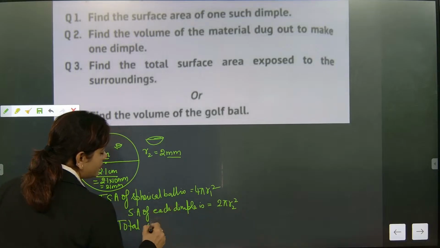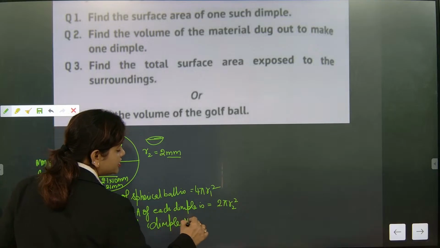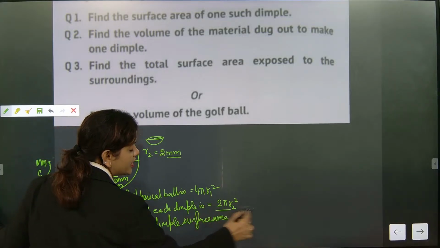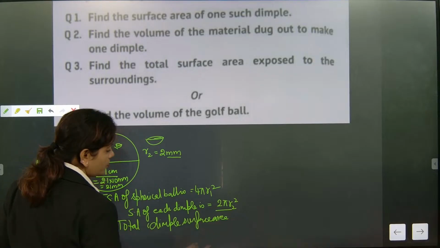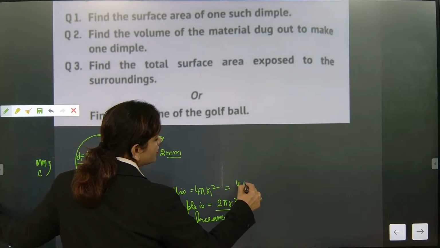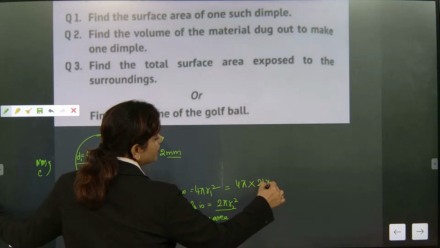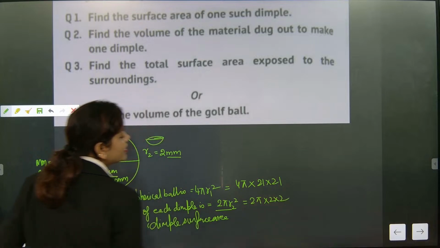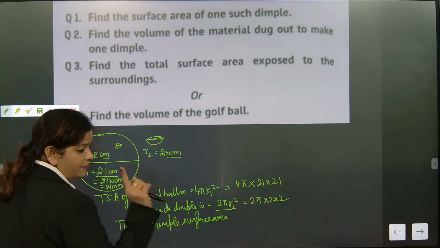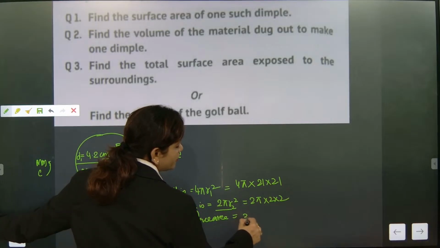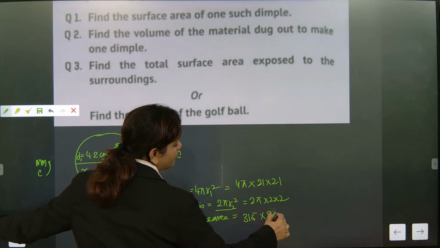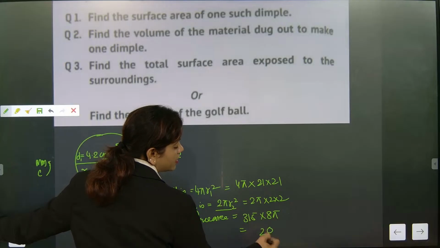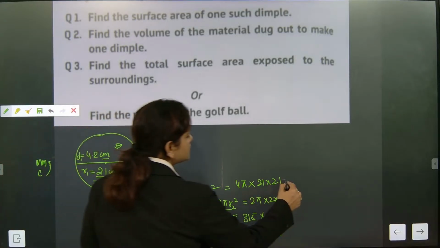Total dimple surface area will be how much, beta? Because one dimple surface area is this much, then what will the total dimple surface area be? A simple calculation is there. See, 4 pi into, here it is coming 21 into 21, and then here this will become 2 pi into 2 into 2. But is it only one dimple? No, there are 315 dimples present. So what are we going to do? We will multiply 315 into 8 pi. Story over. 315 into 8 is 2520 pi.